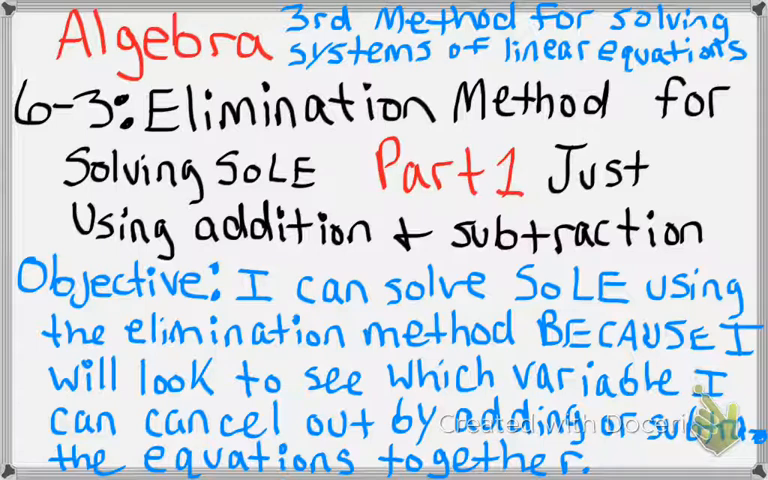Our objective is, and this is going to be very similar to part two's objective as well: I can solve systems of linear equations using the elimination method because I will look to see which variable I can cancel out by adding or subtracting the equations together. So basically, we're going to add or subtract our equations together. One of the letters is going to cancel out. That's when you would want to use this method. And then you're ready to move forward from there.